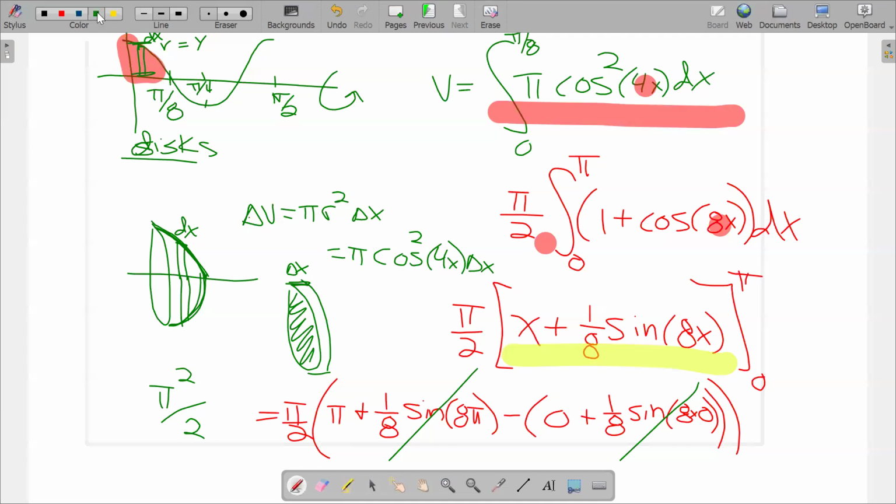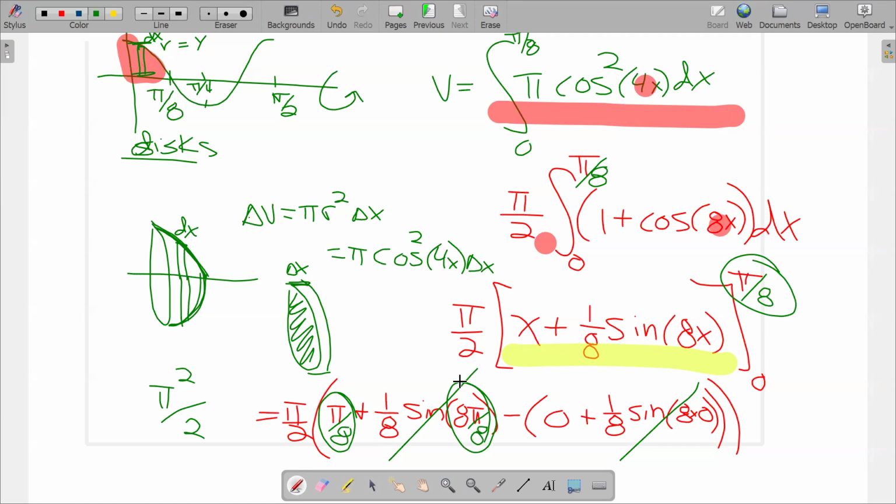All right, so I think this still comes out pretty nice. So that should be a pi over 8 there. Pi over 8 here. And instead of a pi here, that's a pi over 8. And that's a pi over 8. Right, those are my 2 evaluations.